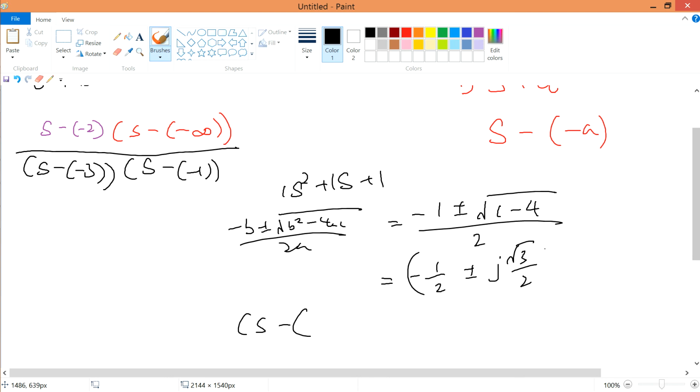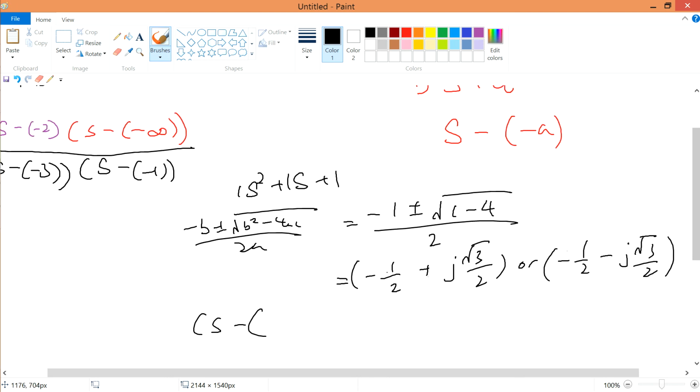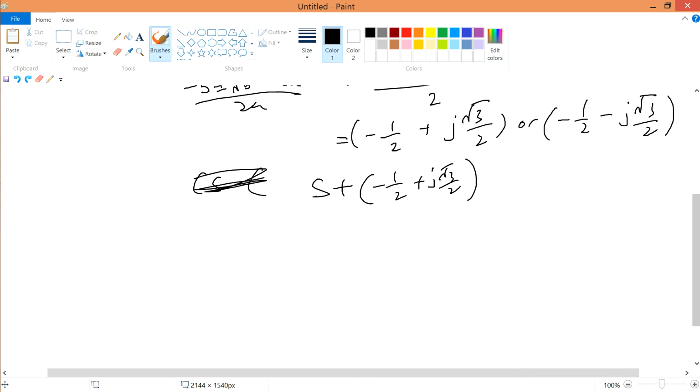So if you were to write it out in this case, then you have S minus, now this whole thing, maybe I should rewrite in this form: minus half plus this thing, or minus half minus this thing. Normally, if you have the roots, you just write it as S plus and just substitute them in. But don't do that, because you're going to write it in terms of S minus. So if you change it to S minus, instead of minus over here I have a plus, and instead of plus I have minus. I have something like this.